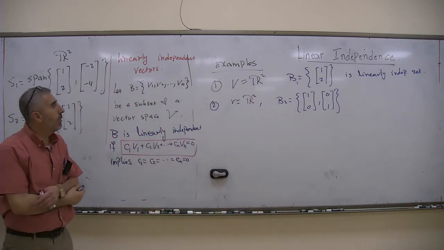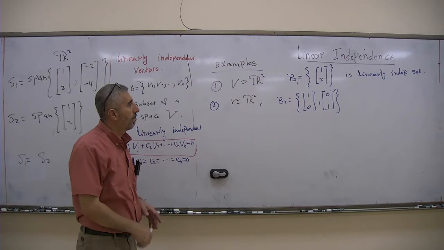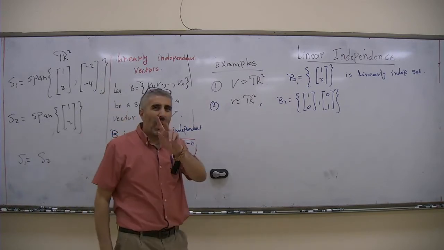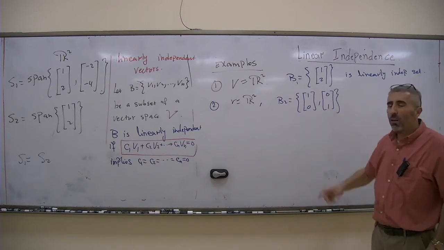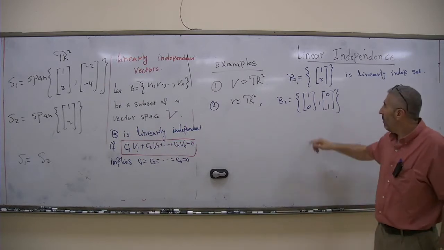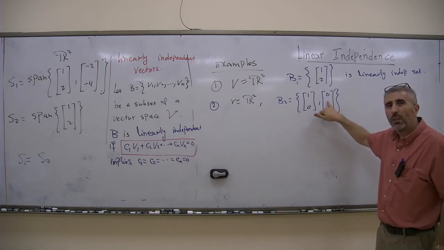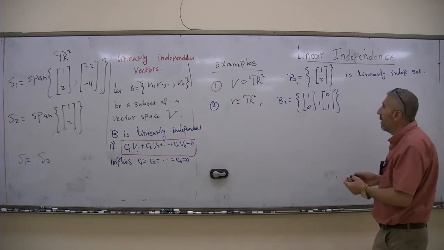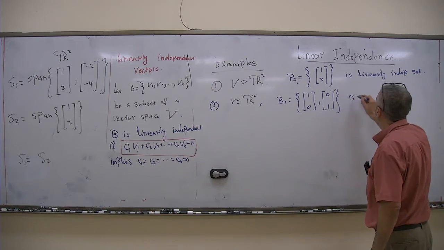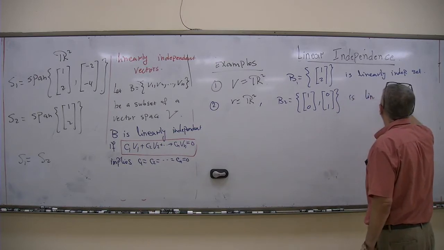Is B2 linearly independent? Well, here we have two vectors. It is easy to see that right away. Can you get one of them from the other? Can you multiply this by a constant and get this one? Obviously, no. So right away, you can say B2 is a linearly independent set.